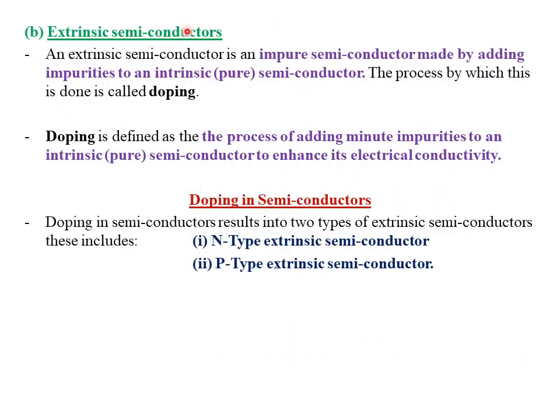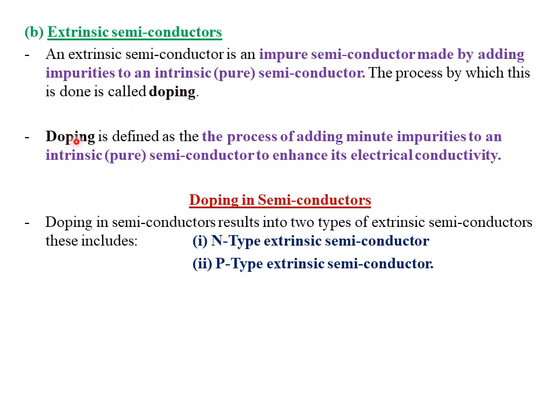Next, we look at the second type of semiconductor, which is called an extrinsic semiconductor. Now, what is an extrinsic semiconductor? An extrinsic semiconductor is simply an impure semiconductor made by adding impurities to an intrinsic or pure semiconductor in order to enhance its electrical conductivity. The process by which this is done is called doping. That process of adding impurities onto an intrinsic or pure semiconductor in order to make it an extrinsic or impure semiconductor so that you can enhance its electrical conductivity is what we are calling doping.